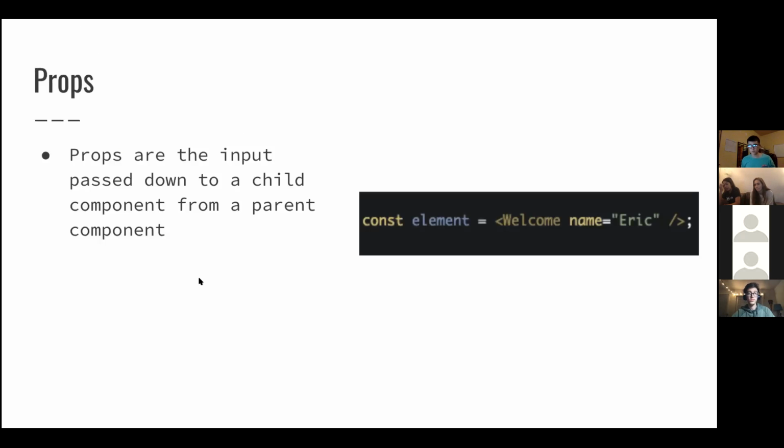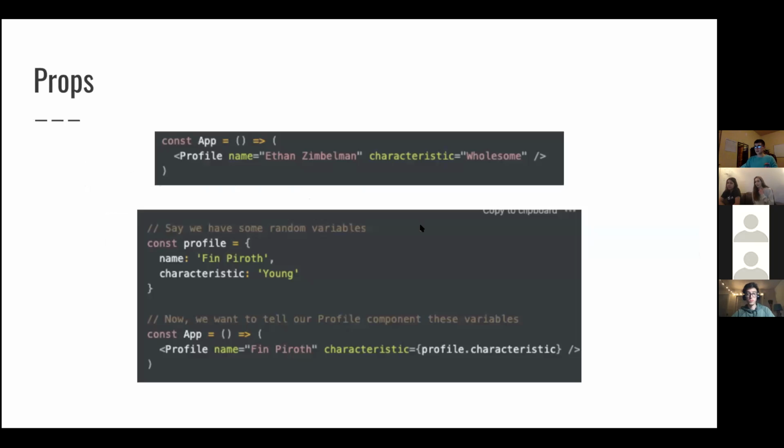Like I mentioned before, props are the input that are passed down to a child component from a parent component. And so in a React application, you typically start in a file called App.js. And that is where you include all of the other components. And you can pass props down just like this same piece of code. You can pass down a name equals Eric. These are just some examples of passing props down.